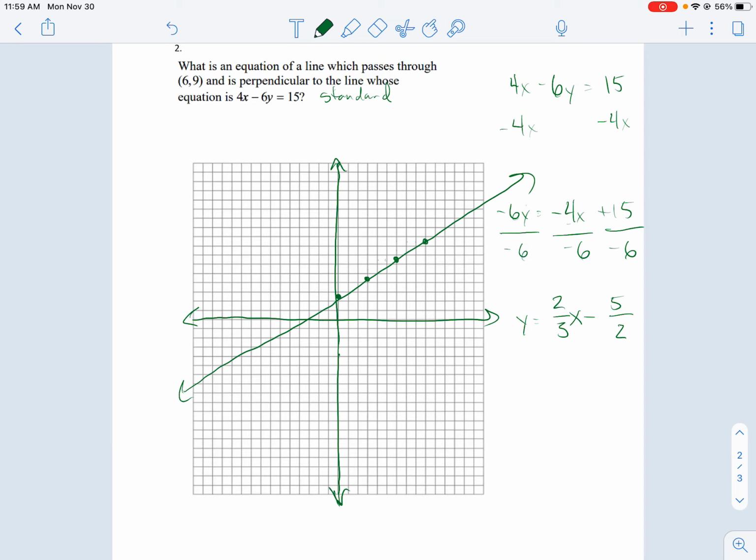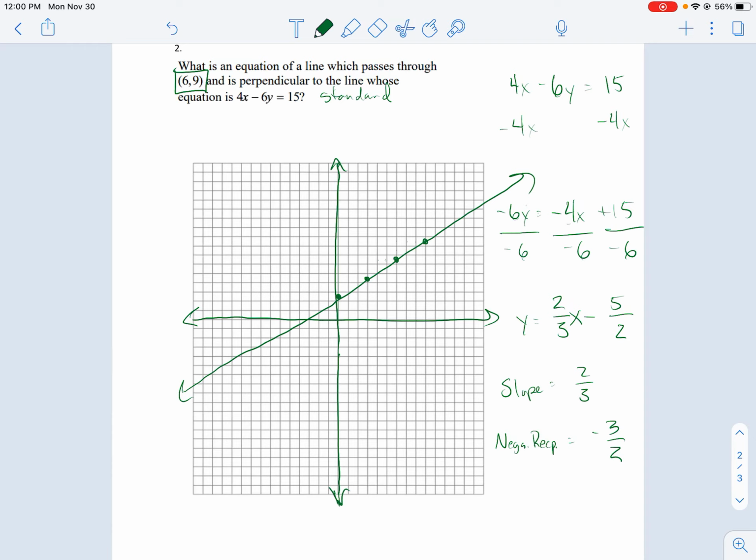So now what we're going to have to do is come up with a slope that's going to be perpendicular to this line and also passes through this point. So if our slope is 2/3, then the negative reciprocal is negative 3/2. Which means it's going to be slanting down, right? And it's going to be going through the point (6, 9).